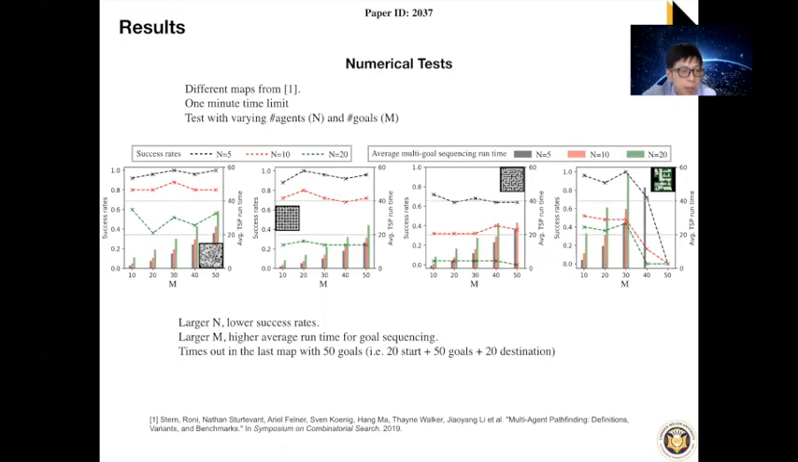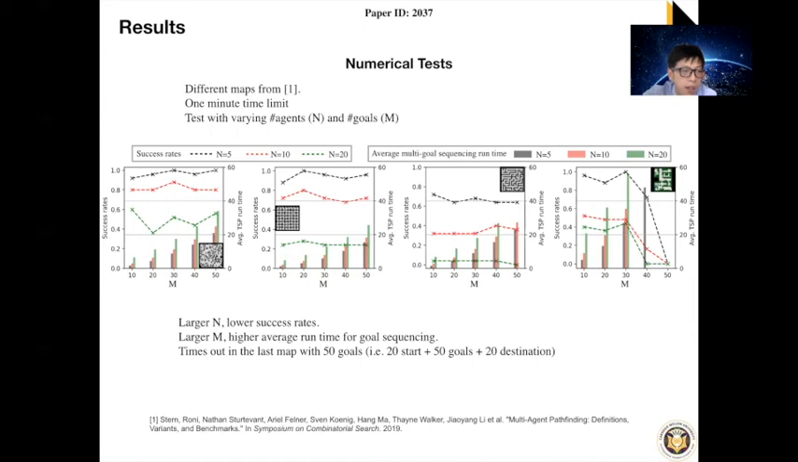Okay, to test the proposed algorithm MS-star, we select several maps from an online benchmark set for MAPF. We change the number of goals and agents and then report the success rates under a time limit of 1 minute, as well as the average runtime of goal sequencing. From the results, first of all, different maps have very different results. If we look at the curves with different colors in the plot, we can see that when the number of agents increases from 5 to 10 to 20, the success rate becomes lower and lower.